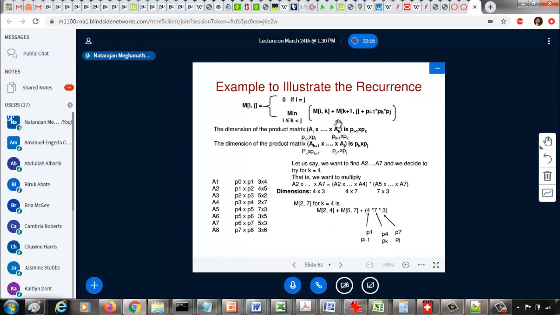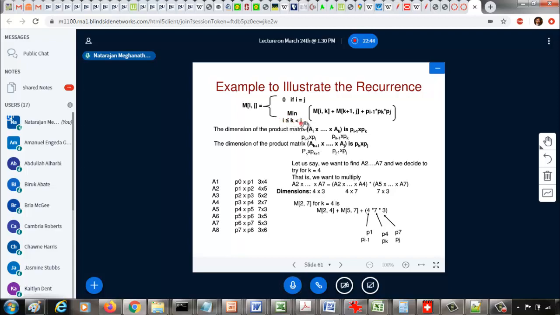So this is for a particular k. In this chain from Ai to Aj, you split that chain at k. In this case, k is 4. From A2 to A7, you encounter this many multiplications, m(i,k) plus m of k+1 comma j, and this p(i-1) pk pj. So k could go anywhere from i less than or equal to k less than j. So these are possible k values.